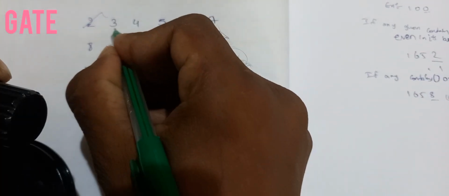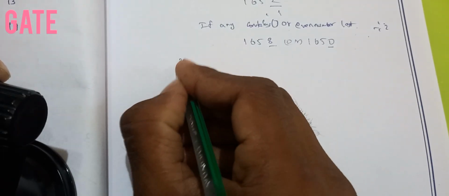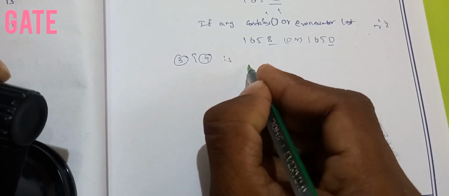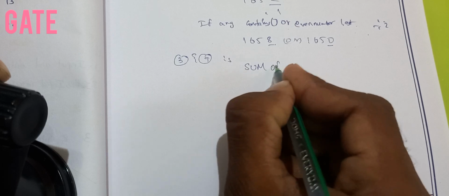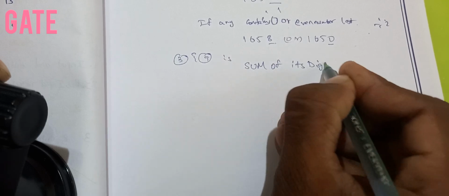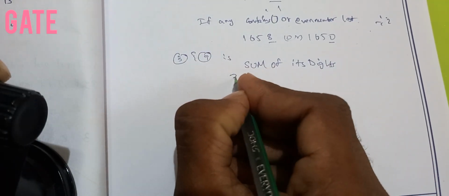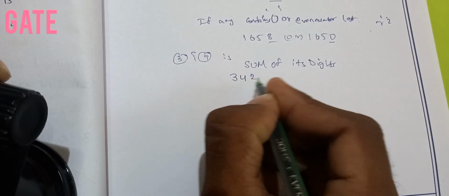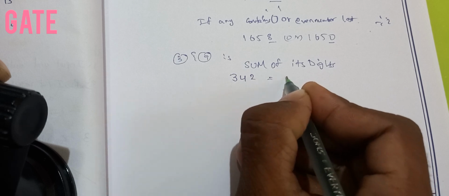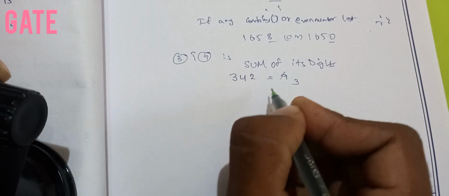Now let me consider 3 and 9. Listen carefully. The divisibility rule of 3 and 9 is we have to add the sum of the digits. Remember it, we have to add the sum of its digits. For example, consider 342. We need to add totally: 3 plus 4 plus 2 is 9. It is divisible by 3.